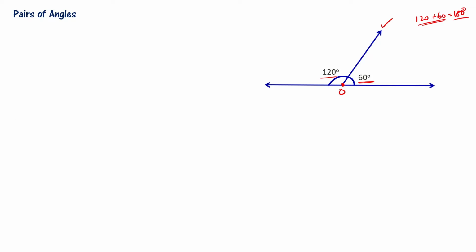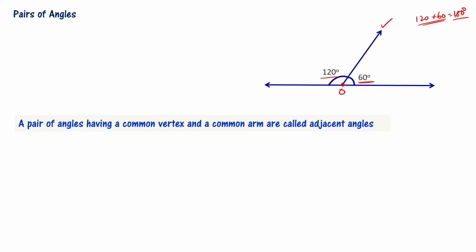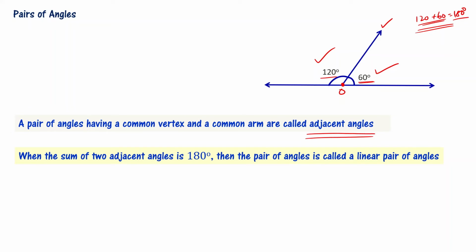So that way you can say that these two angles are not only supplementary angles, at the same time they are adjacent angles also, right? When the sum of adjacent angles is 180 degrees, then the pair of angles is called a linear pair of angles. You see, if they are supplementary angles and also adjacent angles, then what do we call that pair of angles? We call it a linear pair of angles. Please note this.